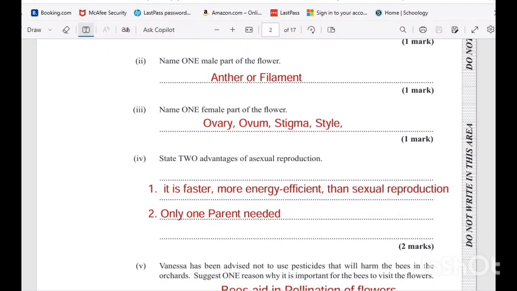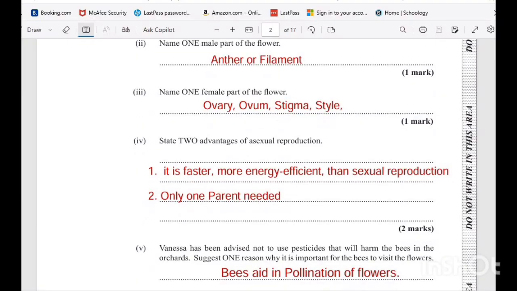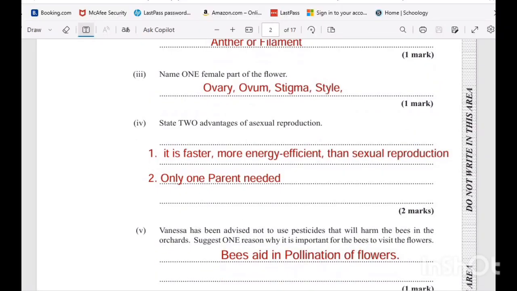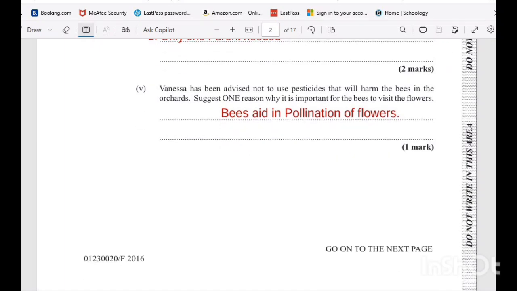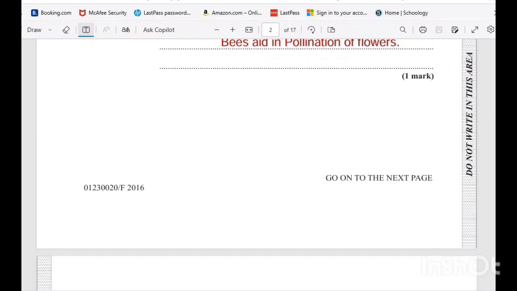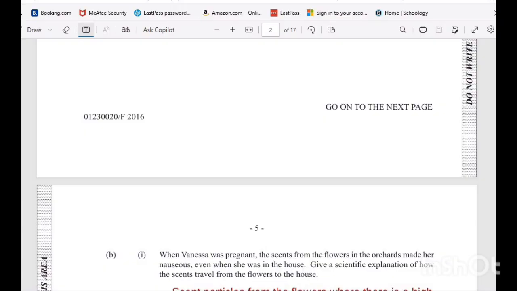That's 2 marks. The next part of the question says, Vanessa has been advised not to use pesticides that will harm the bees in the orchards. Suggest one reason why it is important for the bees to visit the flowers. Now, bees aid in pollination of flowers. Simple, right? And that's for 1 mark. This is a very easy question. If you've been looking at it, there are a lot of 1 mark questions.